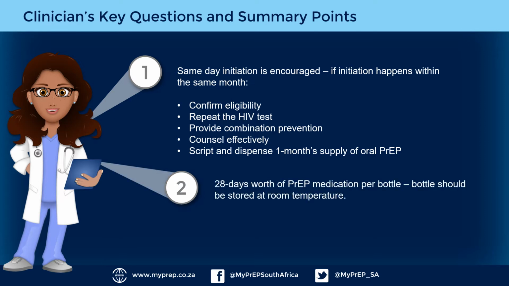There are 28 days worth of PrEP medication per bottle, and remember the bottle should be stored at room temperature.